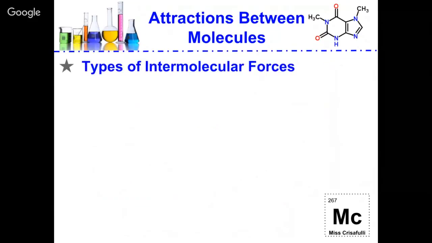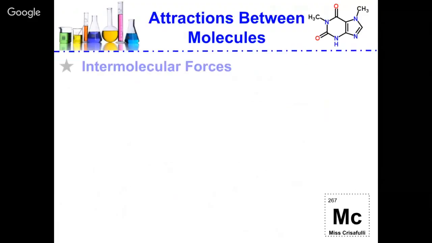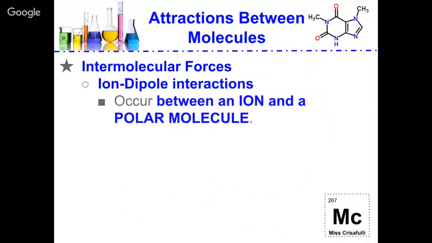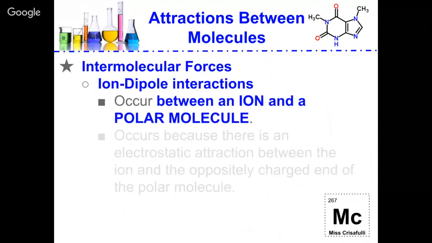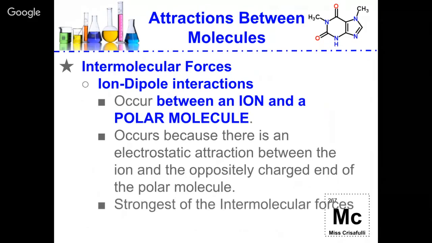So there's 4 types of intermolecular forces: ion-dipole, dipole-dipole, London dispersion forces, which you'll hear me refer to in class as LDFs, and hydrogen bonding. So let's start off with ion-dipole. Ion-dipole interactions occur between an ion and a molecule that is polar. So what happens is that there's going to be an electrostatic attraction between the ion and the oppositely charged end of a polar molecule. And this is the strongest of the intermolecular forces.